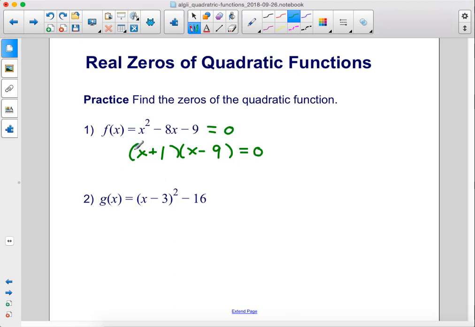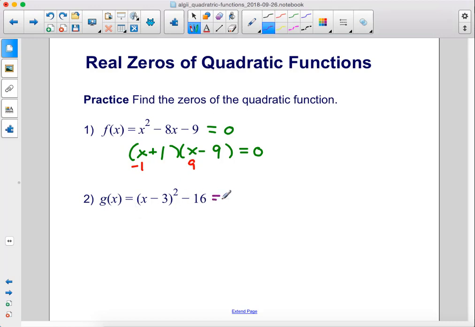All right, so our zeros are going to be when x equals negative 1, because negative 1 plus 1 would be 0, or 9, because 9 minus 9 would be 0. So our zeros here are negative 1 and 9.